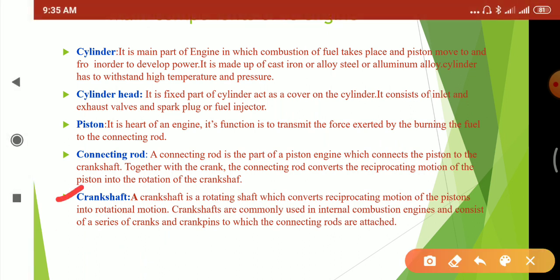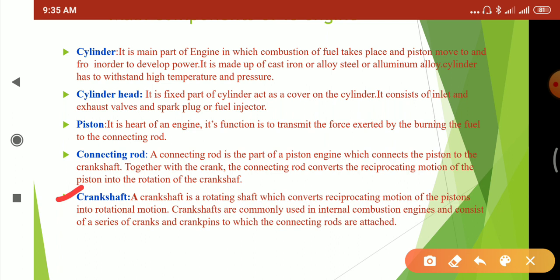A crankshaft is a rotating shaft which converts reciprocating motion of the piston into rotational or rotary motion of the shaft. Crankshafts are commonly used in internal combustion engines and consist of a series of cranks and crank pins to which the connecting rods are attached.